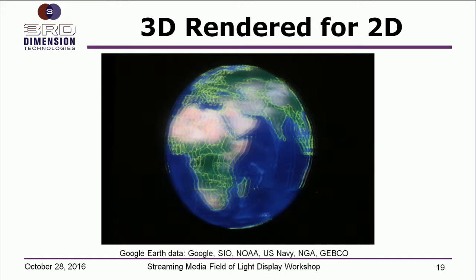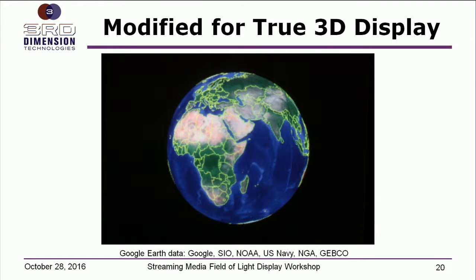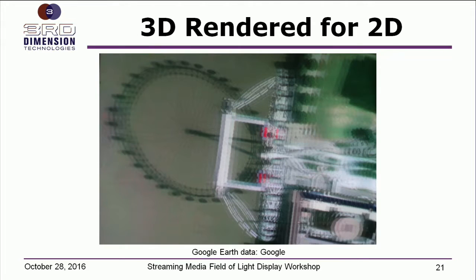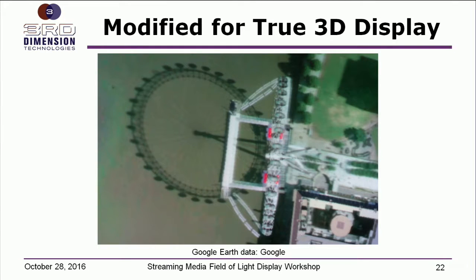Here's an example of 3D rendered for 2D. This is Google Earth and a view of the Earth. And then after modifying it for view on the actual 3D display, that's what the photograph looks like. And here's another example. This is the London Eye. You can see it just looks awful. And then when you modify it to show on the 3D display, with the 22 or 23 channel display, you'd have 22 degrees of look around. You could look around each side of the London Eye and look around the buildings.